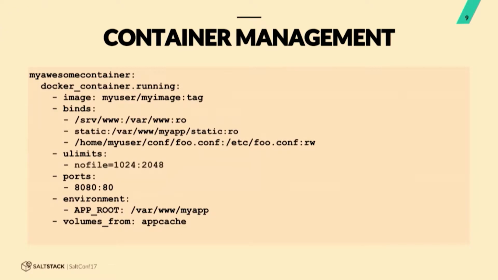The rest of this should be pretty self-explanatory. The documentation for this state has tons of examples and goes into detail about what all the arguments are and what they mean, because some of them don't make as much sense. These are the actual argument names that we pass to Docker-py, so some of them don't always seem like they describe what they are. The docker_container.running documentation has a thorough explanation for each of the arguments.